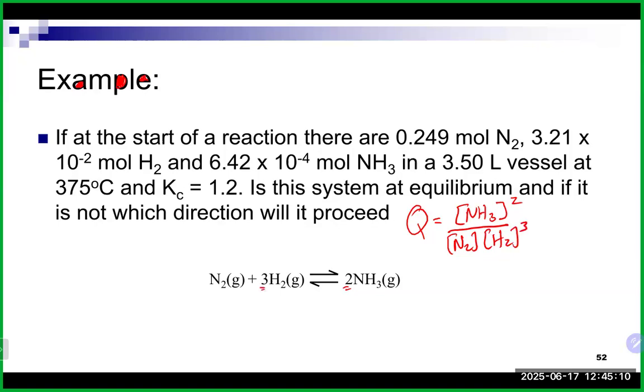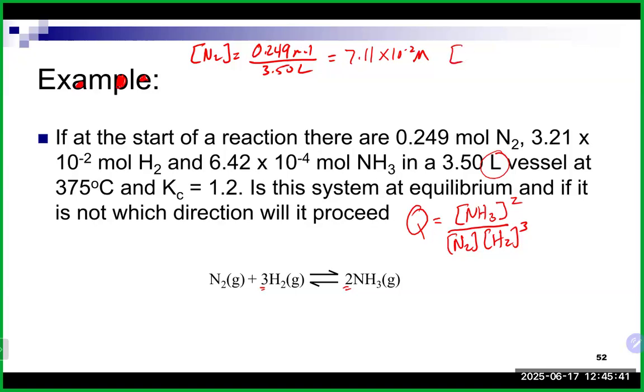These are concentrations. We have moles and volume given to us, so we do need to calculate the molarity of everybody here before we go in. So concentration of N2 is our moles of it, 0.249 moles divided by 3.5 liters. That's going to get us there. Looks like 7.11 times 10 to the minus 2 molar.